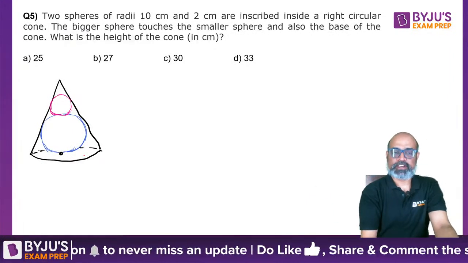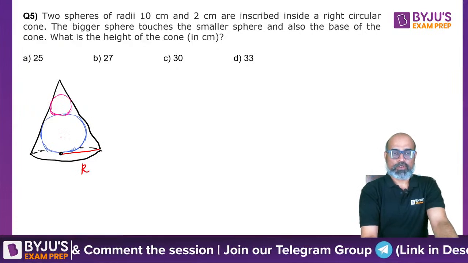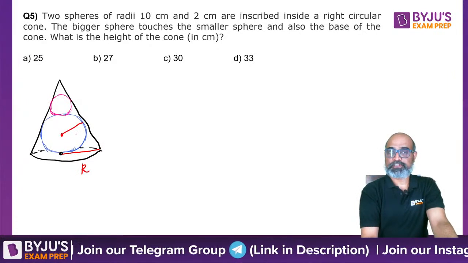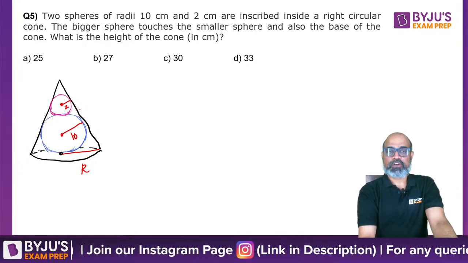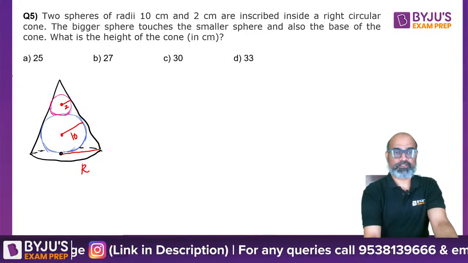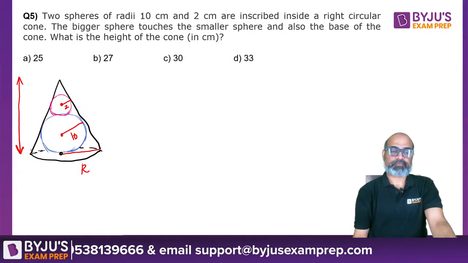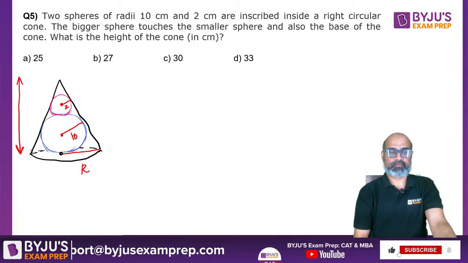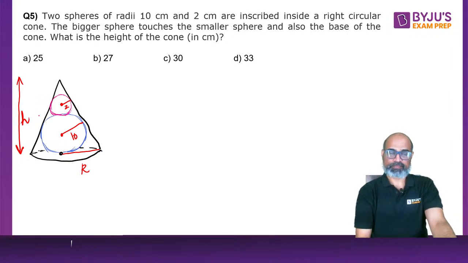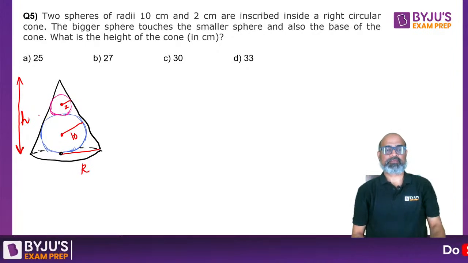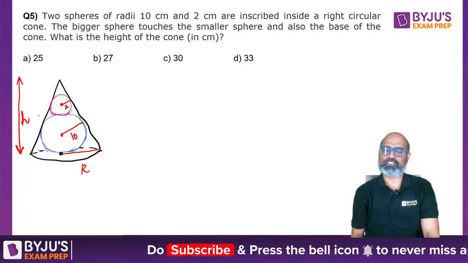Now, what are the dimensions that we are aware of? The radius of the cone, no idea. What about the radius of this sphere? 10. What about the radius of the smallest sphere? 2. So we need to find out what is the height of this cone. We need this. So do we know the height is same as radius or something like that?